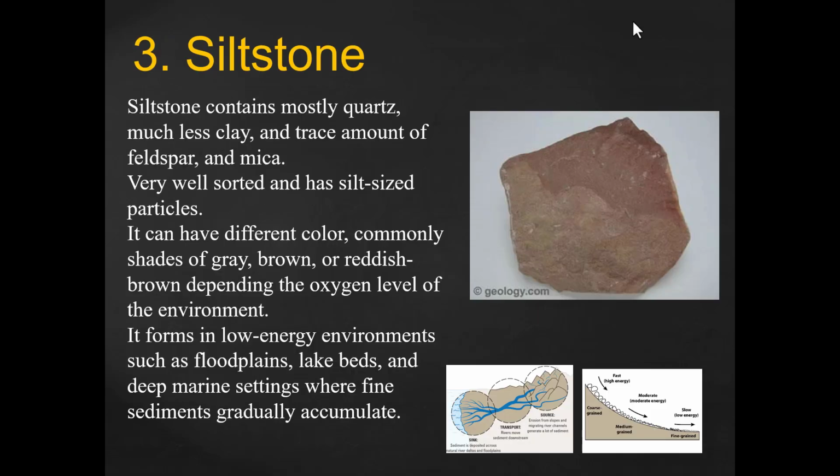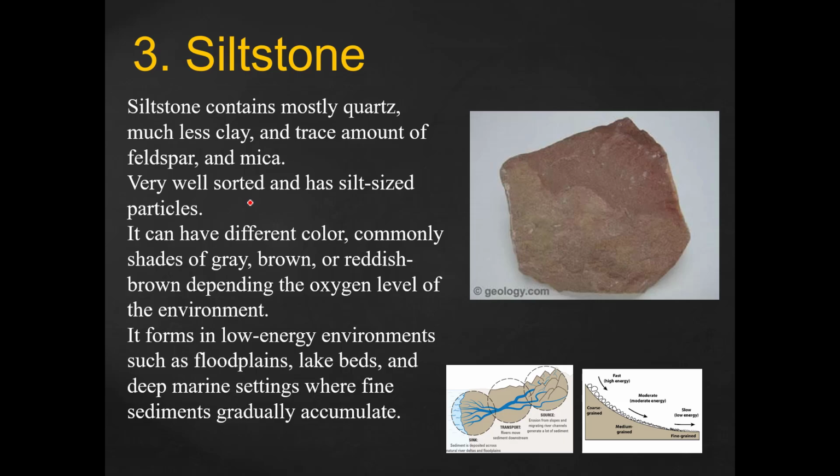The next rock you will have to know is the siltstone. The siltstone mostly contains quartz, a very low amount of clay, and trace amounts of feldspar and mica. Sometimes when you look at the surface of the siltstone, you can see some shiny mica particles. The grains in the siltstone are very well sorted, and they are all silt sized, which means 0.063 millimeter to 0.005 millimeter.